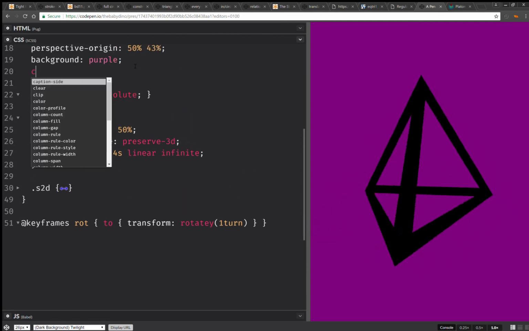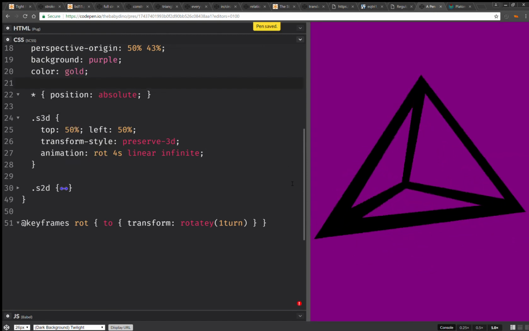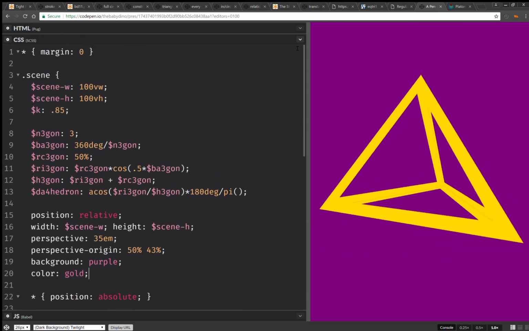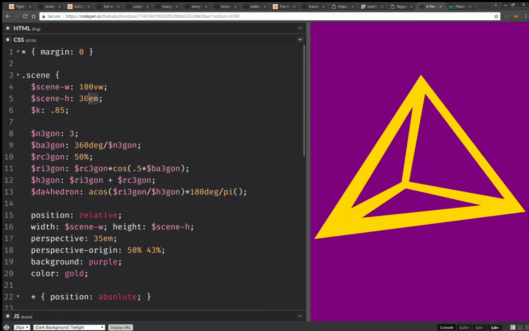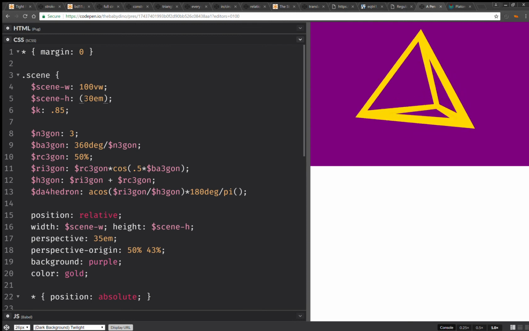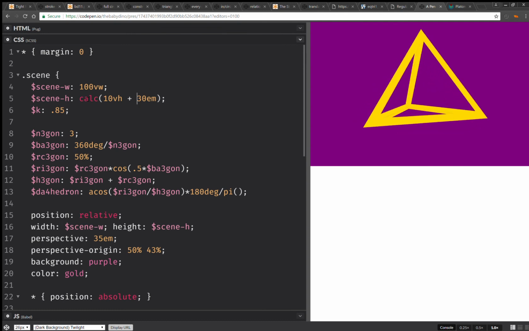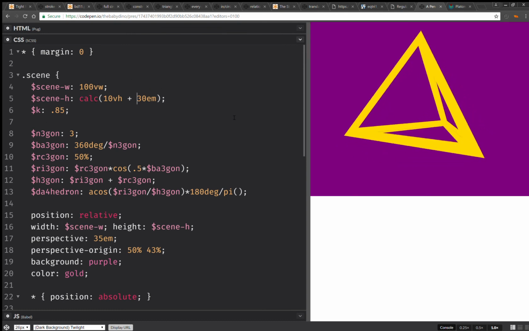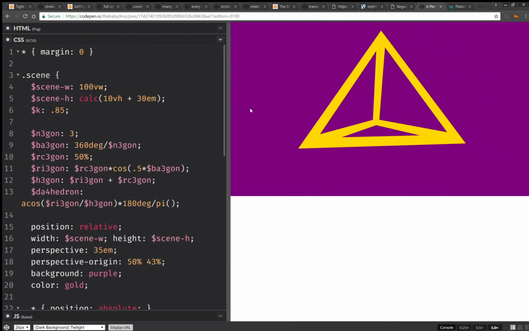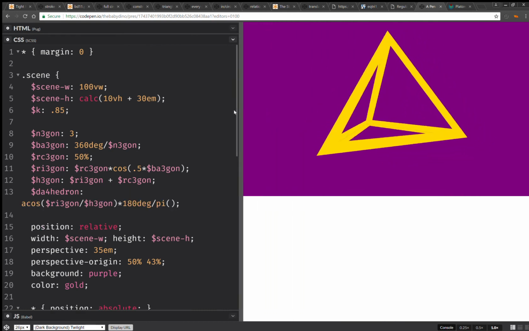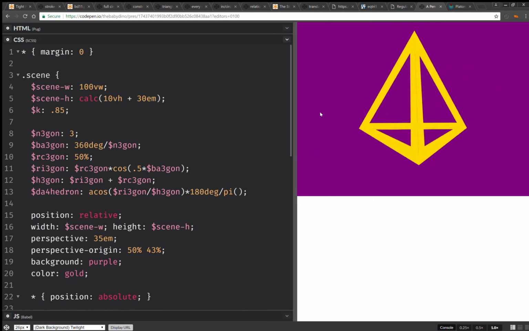And we can also change the color of the lines, gold, something, and it doesn't matter. And one more thing I want to show you, you don't necessarily need to have something like this. You can have something like 30 ems, or you can have something like calc, something like this. It doesn't really matter. This is always going to be relative to the size of the smallest dimension of the scene, no matter what the dimensions of the scene are. So this is the really cool thing about this method, that it's very, very flexible.